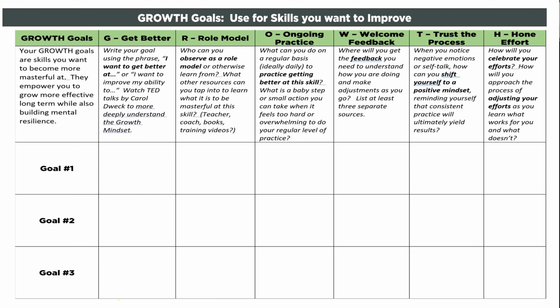So G for get better. So write your goal using the phrase, I want to get better at, or I want to improve my ability to. And if you want to watch TED Talks by Carol Dweck to learn more and deeply understand the growth mindset. For our role model, who can you observe as a role model or otherwise learn from?